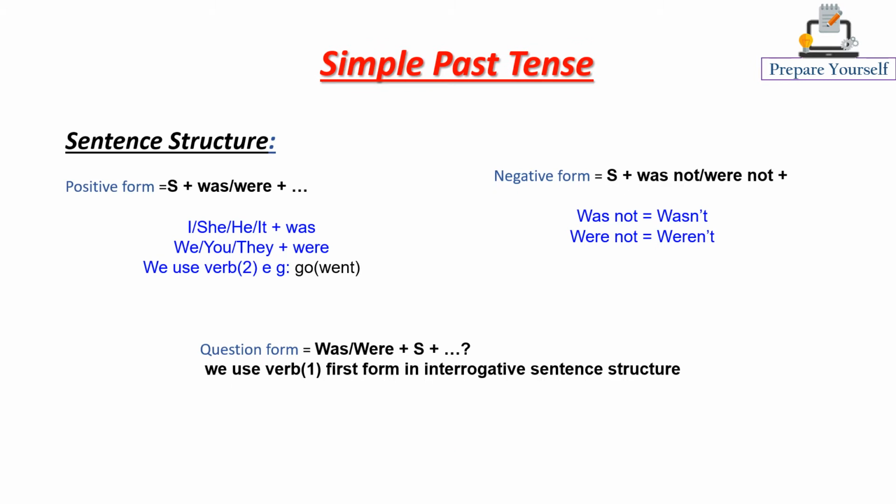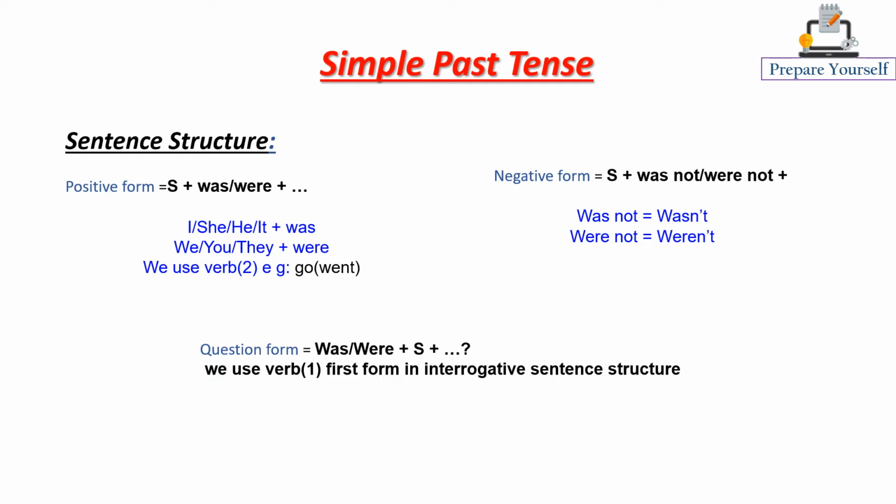Simple past tense and its sentence structure. Let's have a look at all three forms of sentences. Let's start with the positive form. Subject plus was or were plus the sentence itself. We use was with I, he, she, and it. We use were with you, we, they. And the second form of verb, instead of go, we use went.